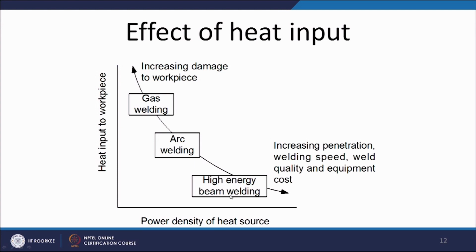So, if we see the effect on welding with the change of the energy density, if we go with a low power density or energy density heat source, then it will increase the heat input, which in turn will increase the damage to the workpiece. And on the other side, when we work with higher power density or energy density, we will see that a high energy density process will result in greater penetration, higher welding speed, and good quality weld joints.